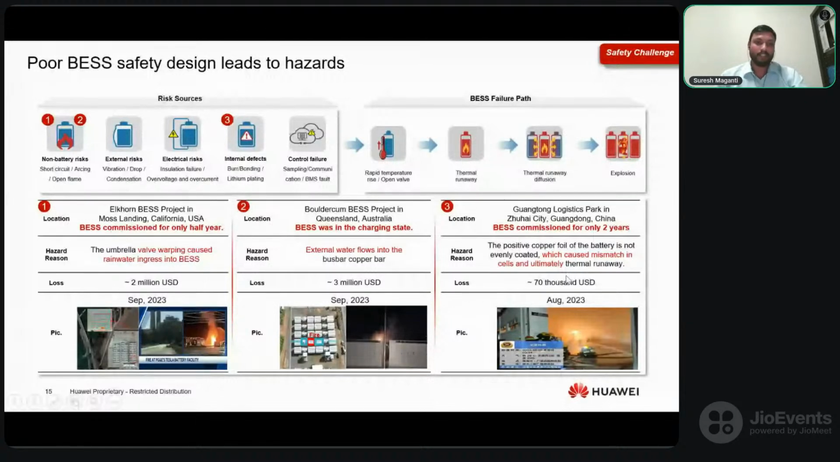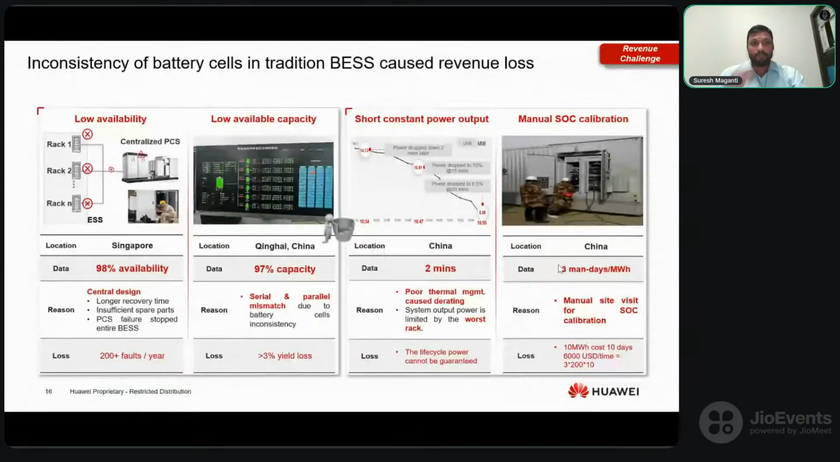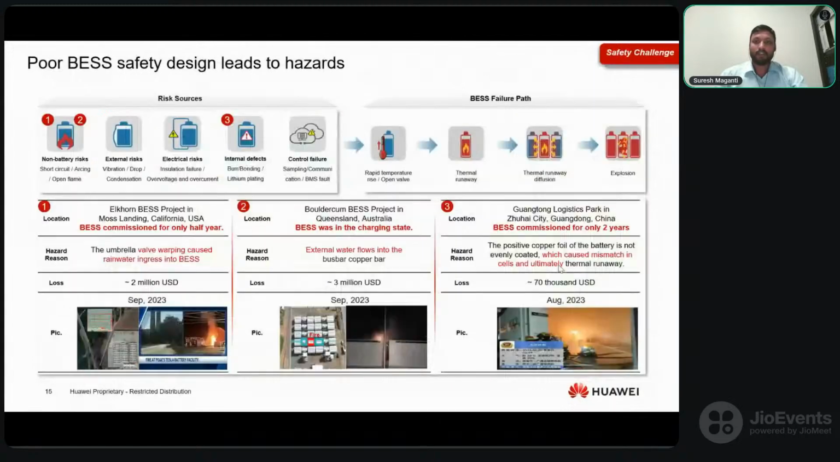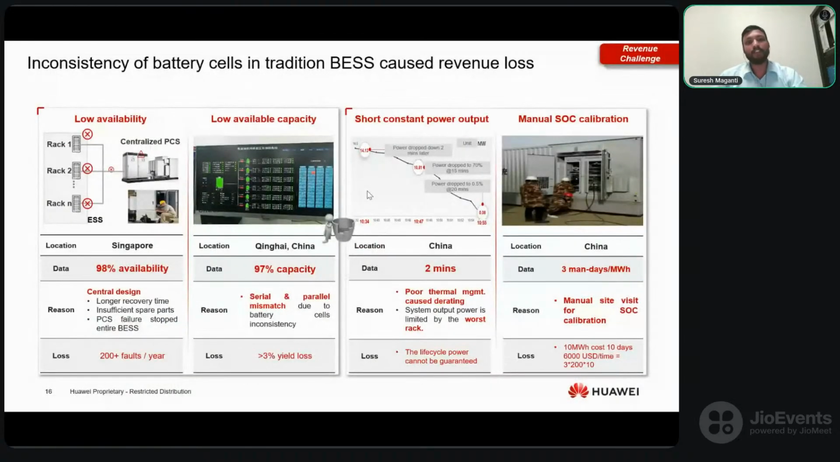So these are the experiences and use cases of hazards that have been seen in 2023 across the globe, in various regions. Till now we talked about the safety challenges with battery and storage systems. Another challenge is the revenue challenge. Once we install the battery and storage system, how do we get the revenue, how do we yield the revenue fully? Based on the investment, how do we get the return on investment? These are mostly the challenges when we say battery and storage system in the market.